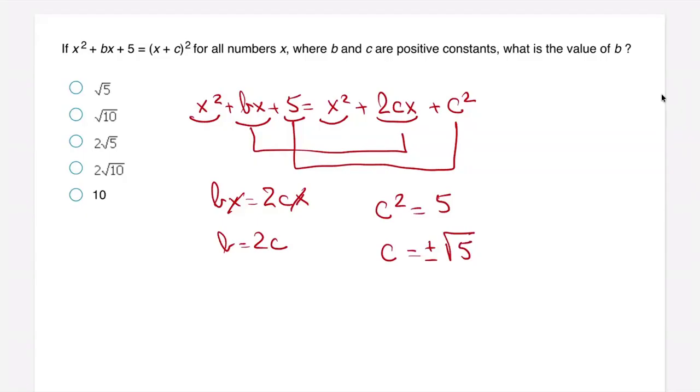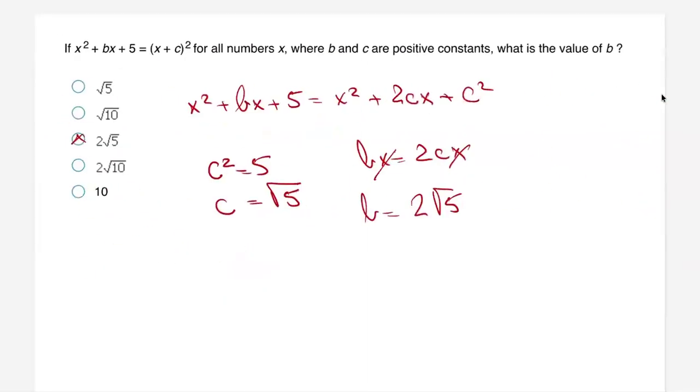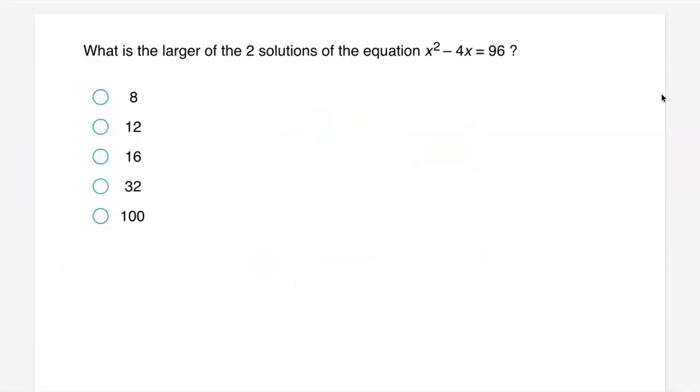What he says, all numbers, sorry, b and c are positive. So I will not consider minus square root of 5. Then I will substitute here. Is that okay? This is basic arithmetic. It's just to remember. Okay. Next one.